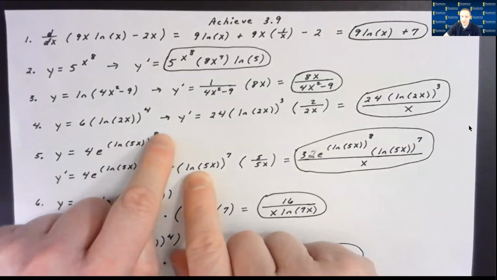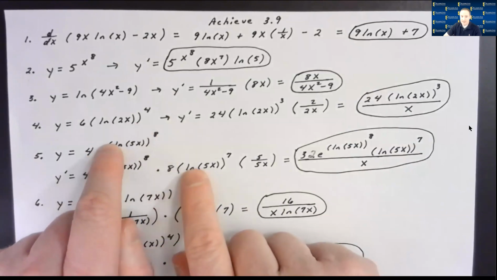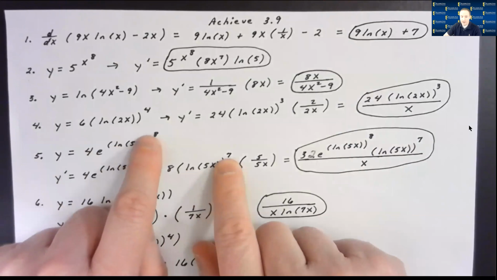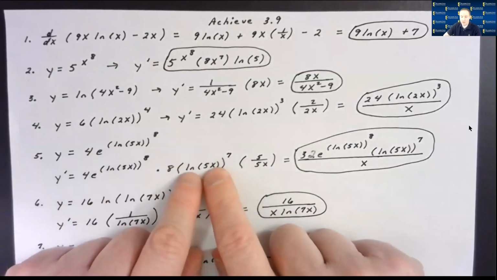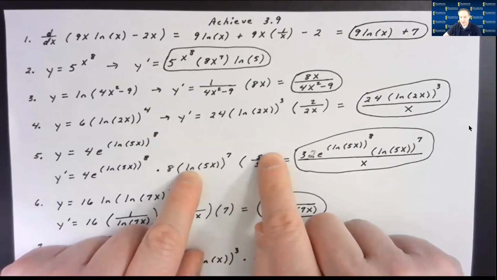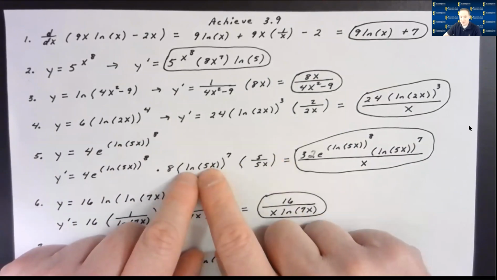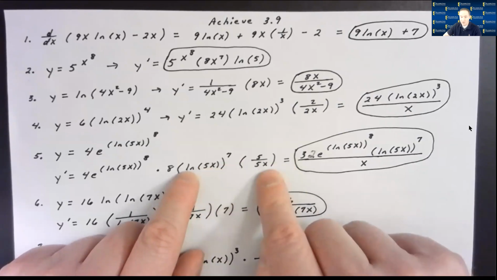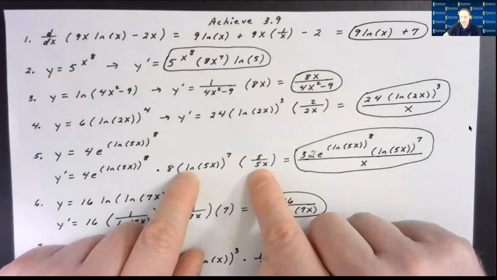So I bring the 8 down in front, times that group to the 1 lower power, times the derivative of what was inside of that group. But the derivative of the natural log of 5x would be 1 over 5x times the derivative of 5x, which is where that 5 came from. So the derivative of the natural log of 5x is just really 1 over x. Those 5's are going to cancel.